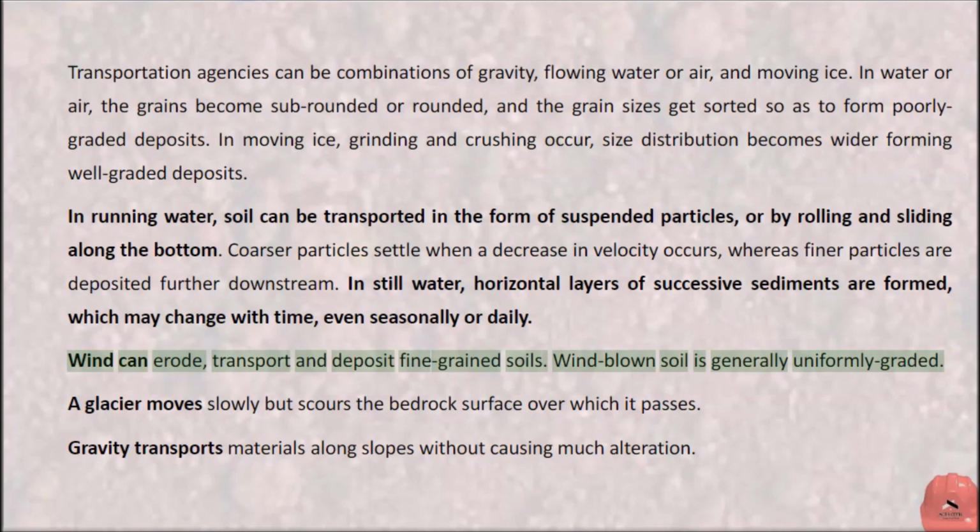Wind can erode, transport and deposit fine-grained soils. Wind-blown soil is generally uniformly graded. A glacier moves slowly but scours the bedrock surface over which it passes. Gravity transports materials along slopes without causing much alteration.